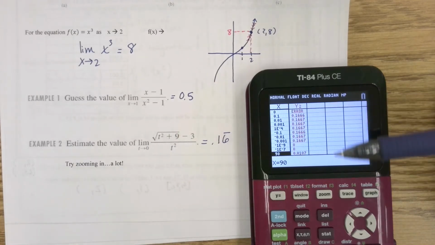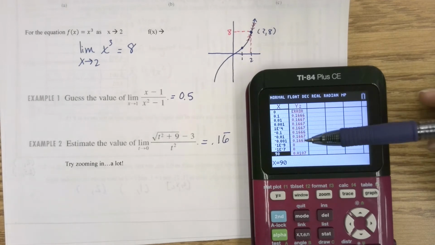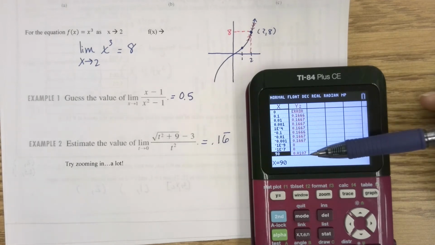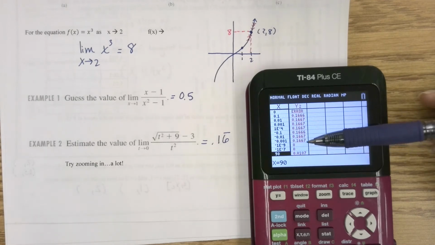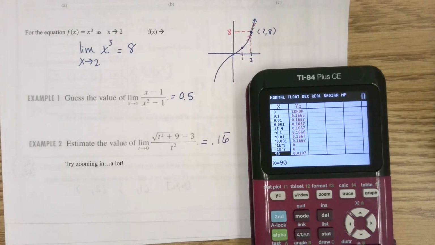So I just want you to keep it in the back of your mind that using the calculator to find limits is great, but we do have some limitations because the calculator doesn't think. It operates under an algorithm. And so we're sometimes going to have to rely on our algebraic skills to get accurate answers.